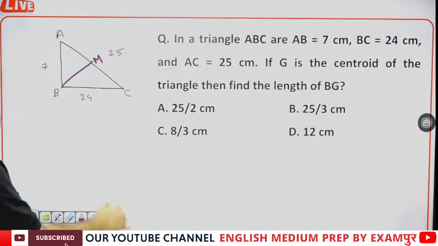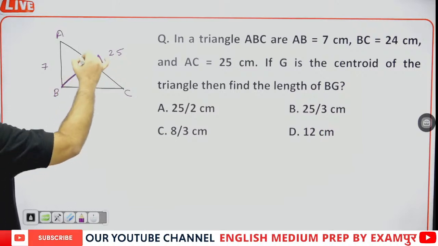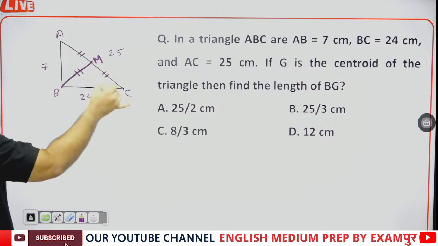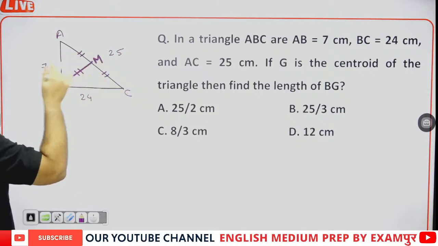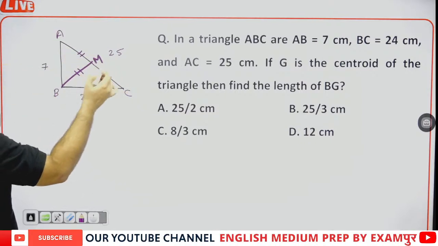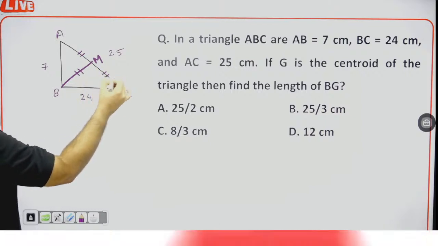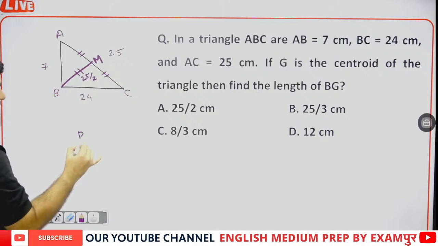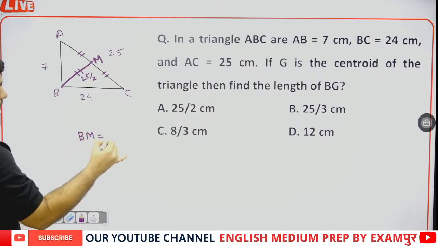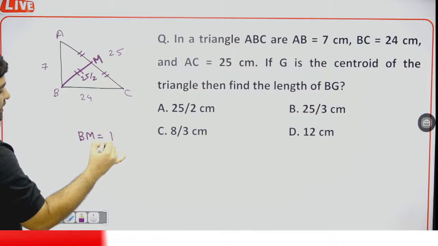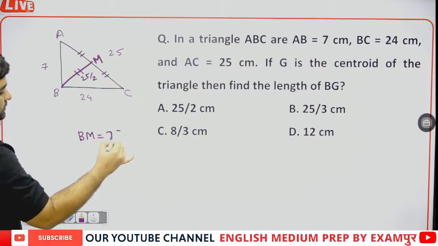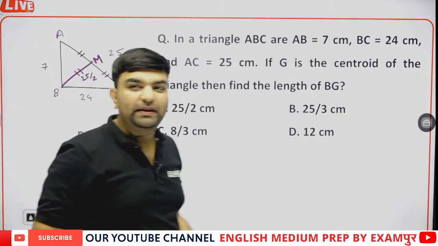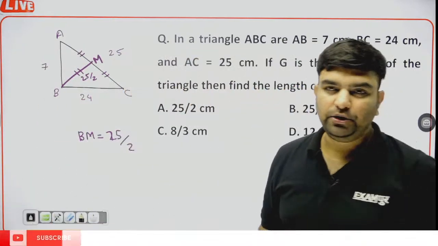Okay. So if this is the median, these three segments are equal, because the median divides the side into two equal parts. This part and this part are all equal to each other, and all of them are hypotenuse divided by 2. So BM comes out to be 25 divided by 2.